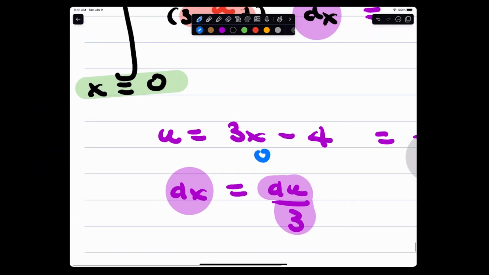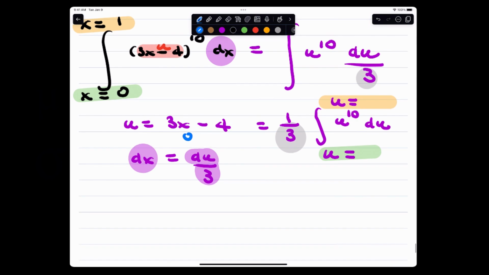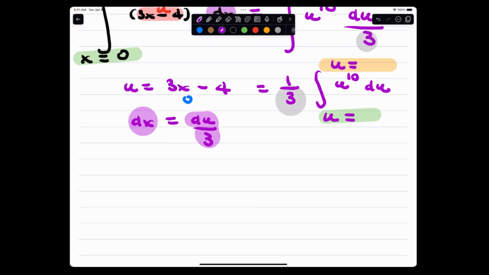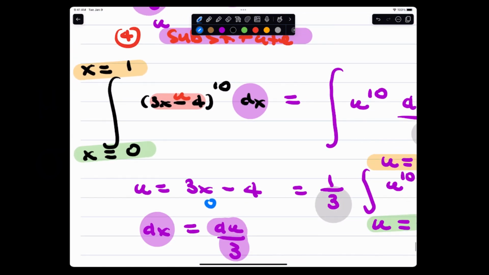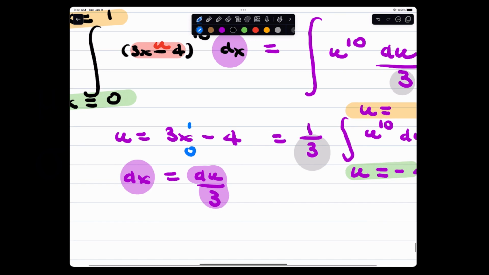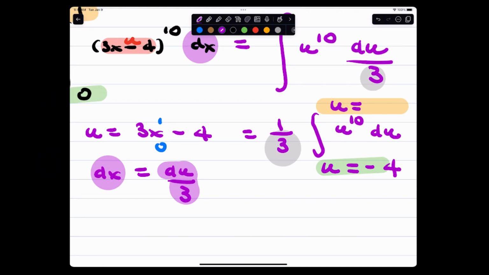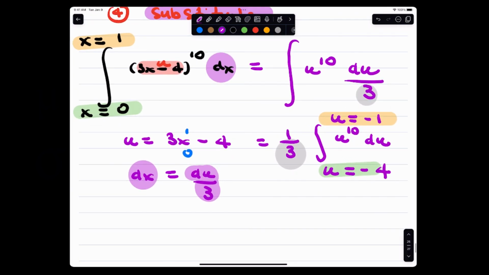When x is 0, could you tell me what u becomes? What's 3 times 0 minus 4? Isn't that negative 4? So u is going to be negative 4. Well, what happens in the case when x is 1? Well, plug that in. This is now 3 minus 4, which is what? Isn't that negative 1, ladies and gentlemen? So here's my point to you. You also have to convert the limits.